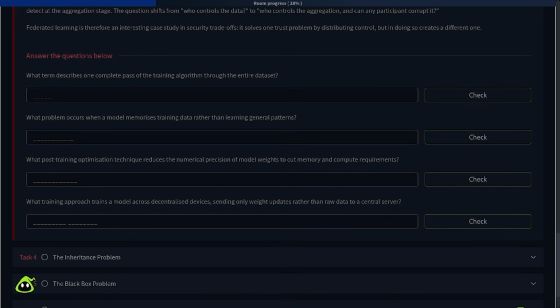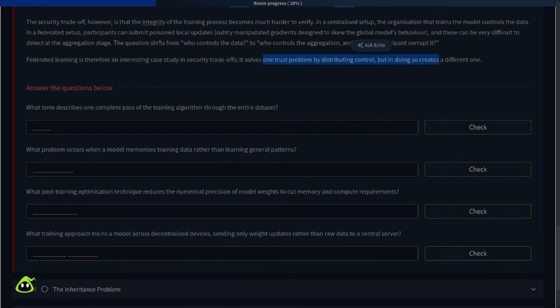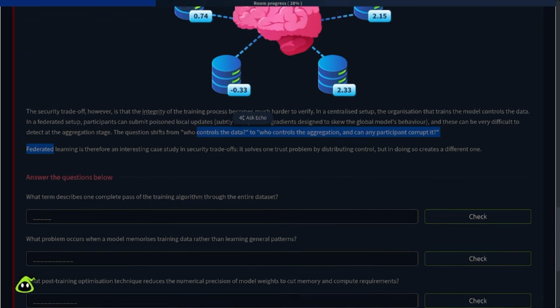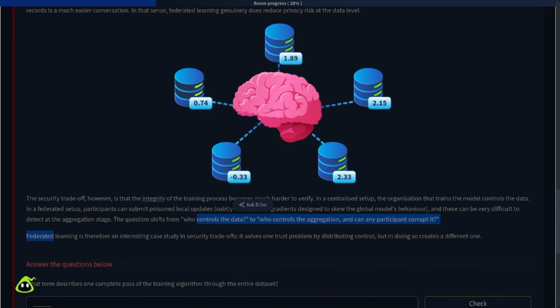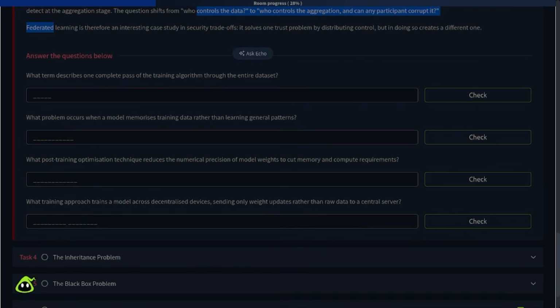Federated learning is therefore an interesting case study in security trade-offs. It solves one problem by distributing control, but in doing so it creates a different problem: from who controls the data to who controls the aggregation, and can any participant corrupt it? What this means is that we were asking who controls the data, but now who controls the aggregation, who controls this breakdown. So this is also another security point-of-view question.